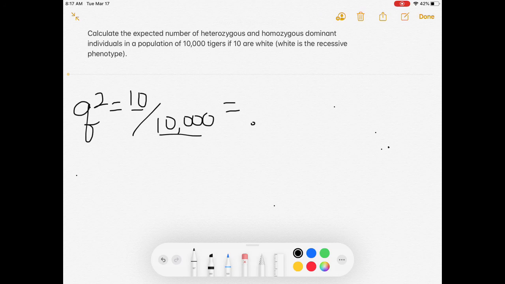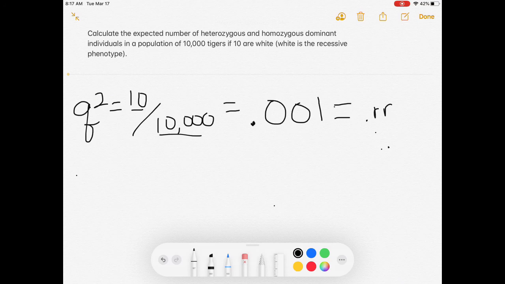So in my calculator, and I want you all to do this so that you make sure you're plugging in your numbers correctly, I'm just doing 10 divided by 10,000. So I type in 10 first, then the divide symbol, then 10,000. And when I do this, I get 0.001. If you don't get that number, please keep trying plugging things in until you get that. This is my frequency of q squared. This is how often my homozygous recessive genotype shows up.